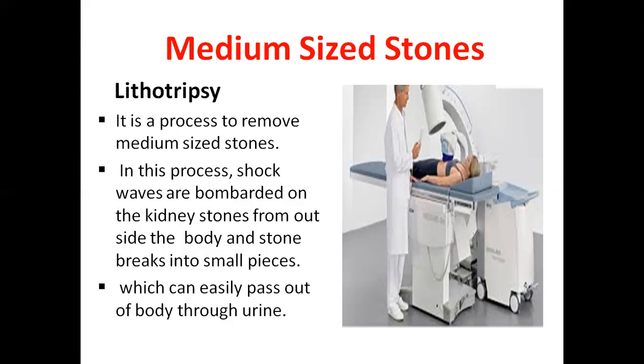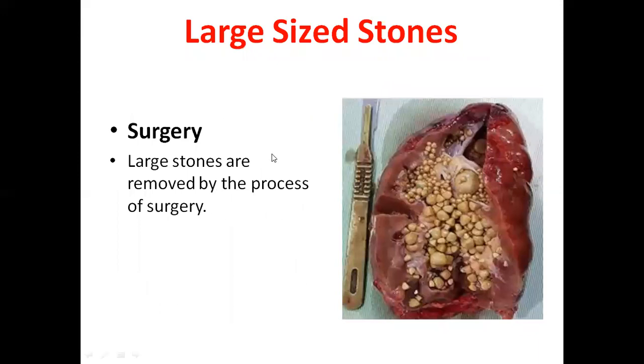Now the third category of stone is the large size stone. My dear students, large size stones can only be removed from our kidneys by the process of surgery. Surgical operation is needed, in which surgeons, through a surgical process, cut the kidney and remove the stones present inside the kidney, and then they do the stitching process, the normal process which occurs during surgical procedures.